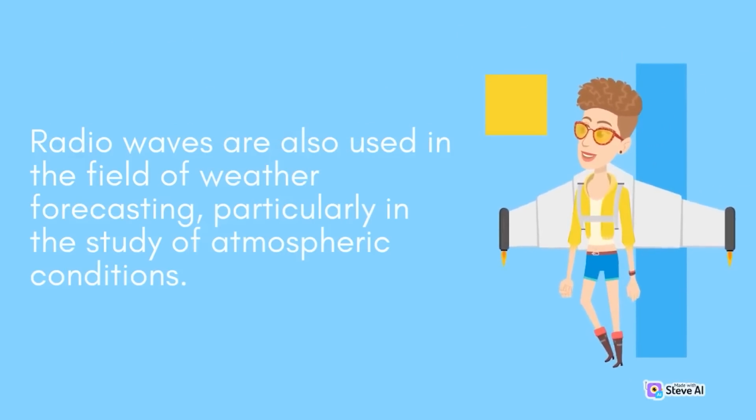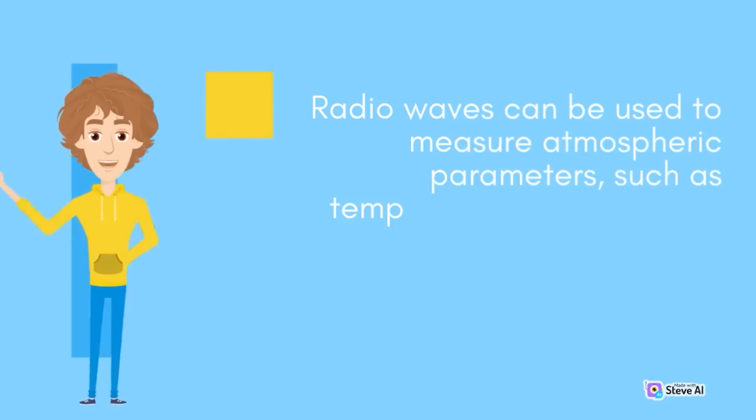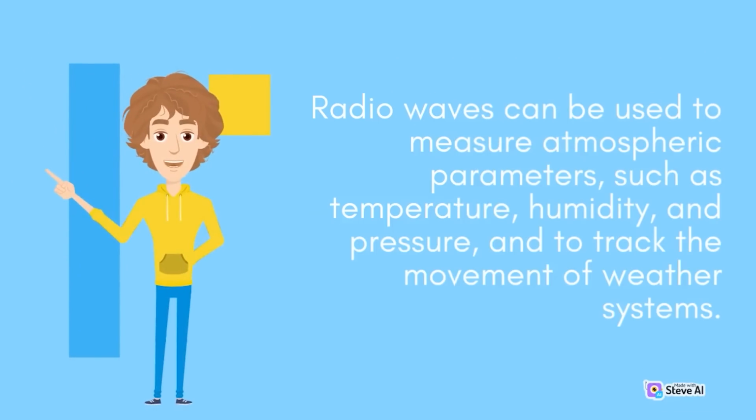Radio waves are also used in the field of weather forecasting, particularly in the study of atmospheric conditions. Radio waves can be used to measure atmospheric parameters, such as temperature, humidity, and pressure, and to track the movement of weather systems.